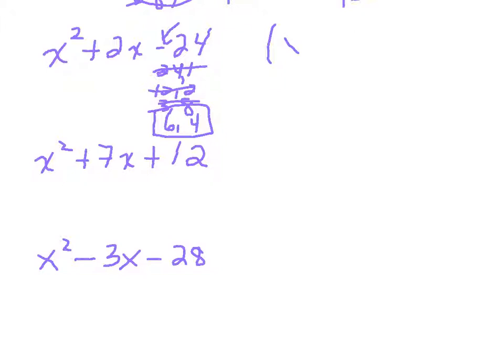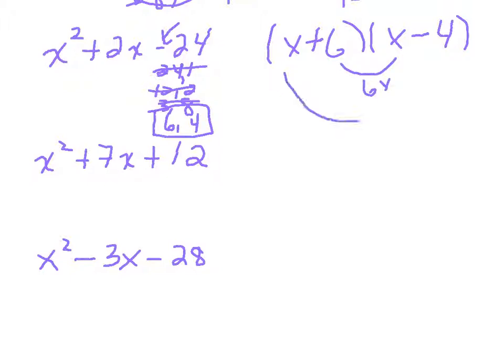So we rewrite it, x, 4, 6, and now I need it to be a positive 2. So my bigger number needs to be positive, and my smaller number needs to be negative. Let's double check. 6x, and then negative 4x, and that will give me my positive 2. Beautiful.